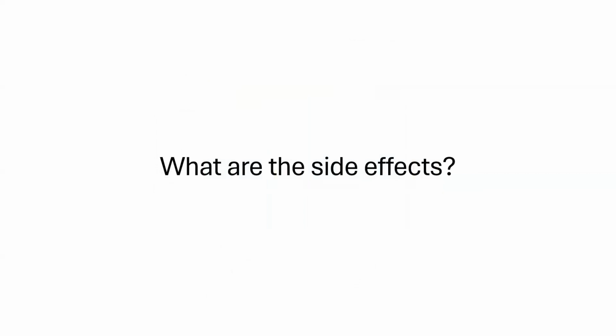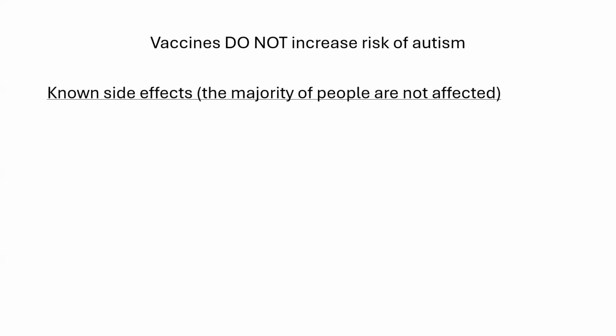So, what are the side effects that people are concerned about? Well, first and foremost, vaccines do not increase the risk of autism. This idea was based off of fraudulent studies done in the 1990s by a British researcher named Andrew Wakefield and has been consistently debunked by subsequent research. However, there are known side effects, and most people are not actually affected by vaccines.